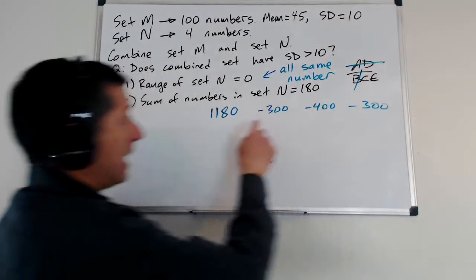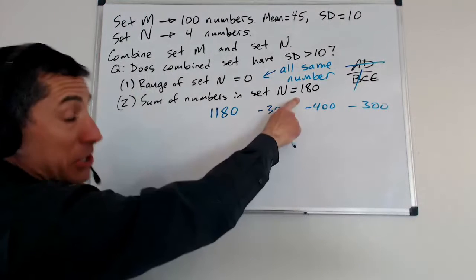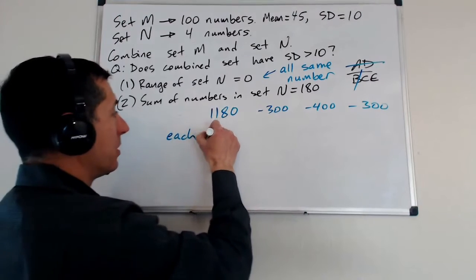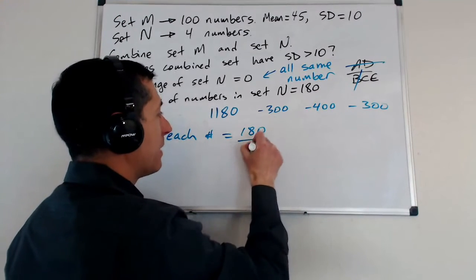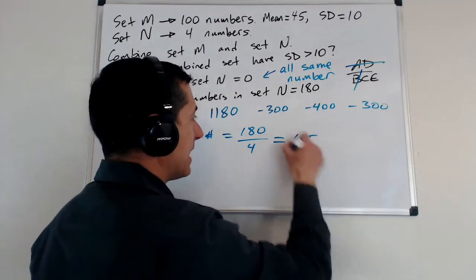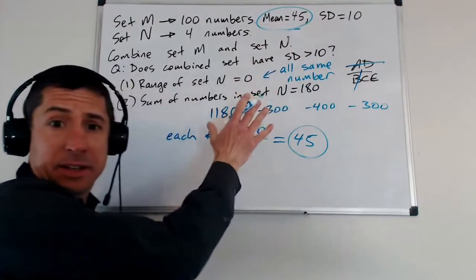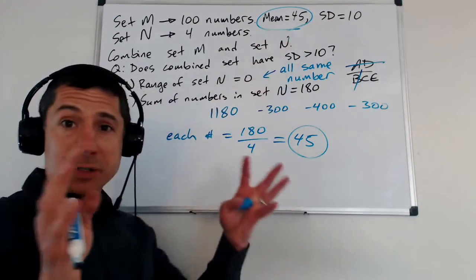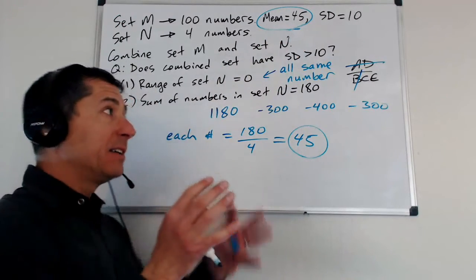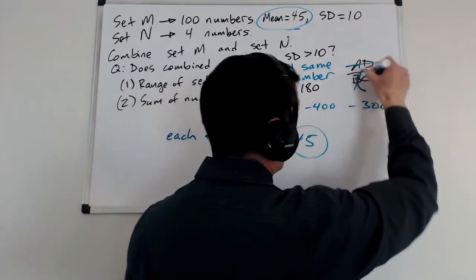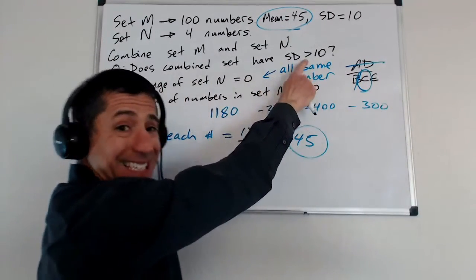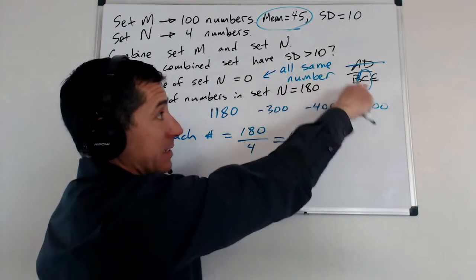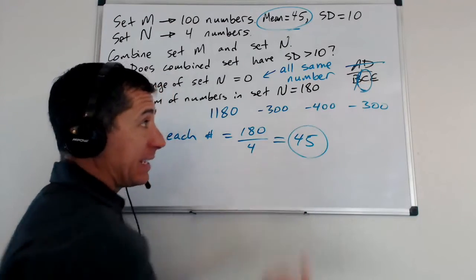And now you could probably see the punchline already. We know that it's all the same number. 4 numbers, sum is 180. So each number has to be 180 divided by 4. And what a coincidence, that's 45, which is equal to the mean. So if we keep adding a bunch of numbers into the set that are equal to the mean, we're going to reduce the standard deviation. We're reducing the spread of that data. So with that, C is sufficient. We know that the standard deviation is not bigger than 10 now. We know that it has to be less. So we know that combined, these two are sufficient, and our answer is C.